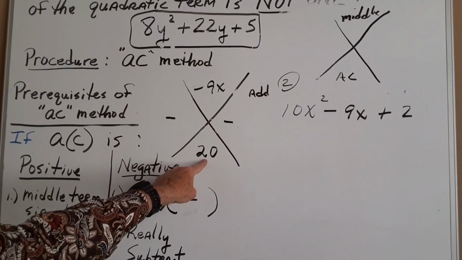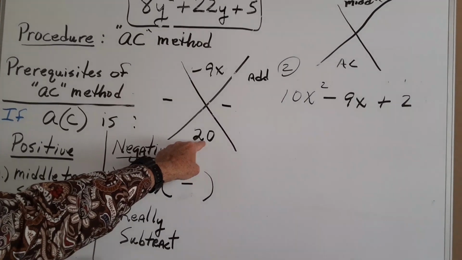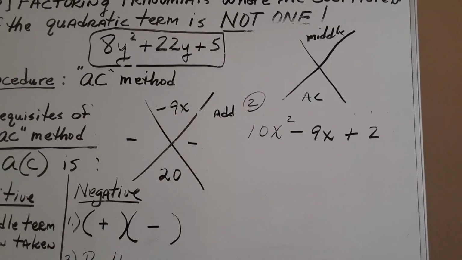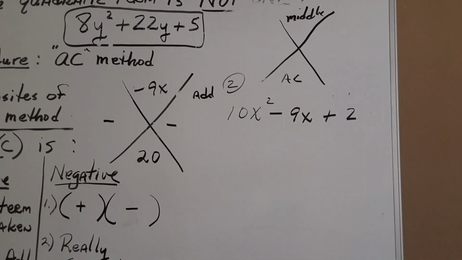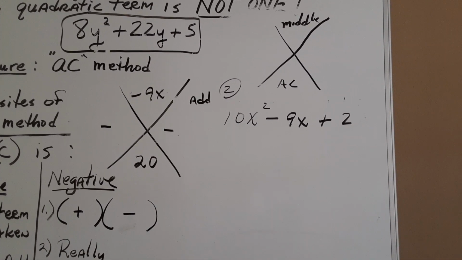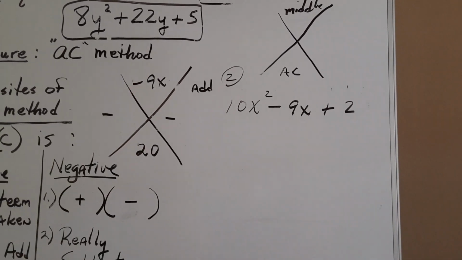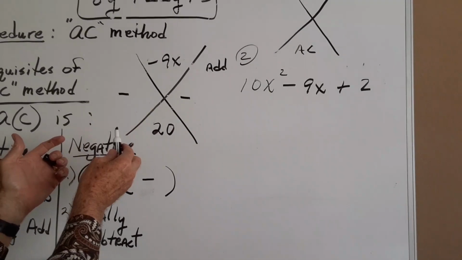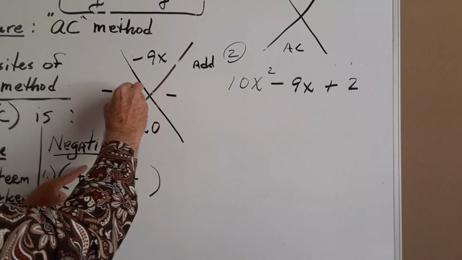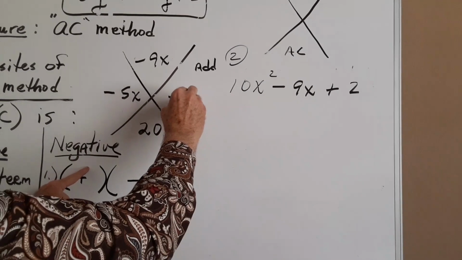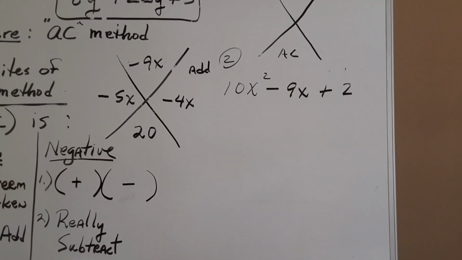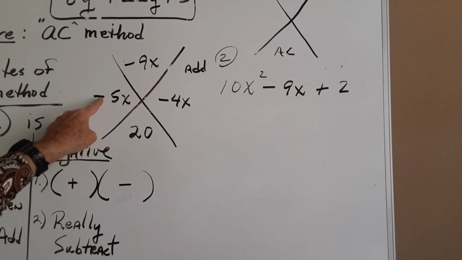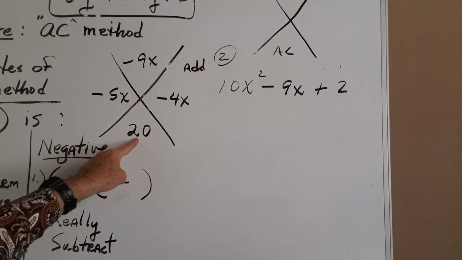We need two factors of 20 that when added together will give 9. 5 times 4 is 20. 5 added to 4 is 9. 5 and 4, 9 o'clock, doesn't matter which one. A negative 5x, a negative 4x. Negative 5x added to negative 4x is negative 9x, and negative 5 times negative 4 is positive 20.